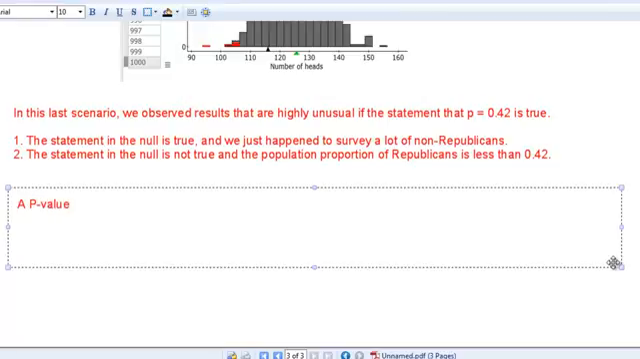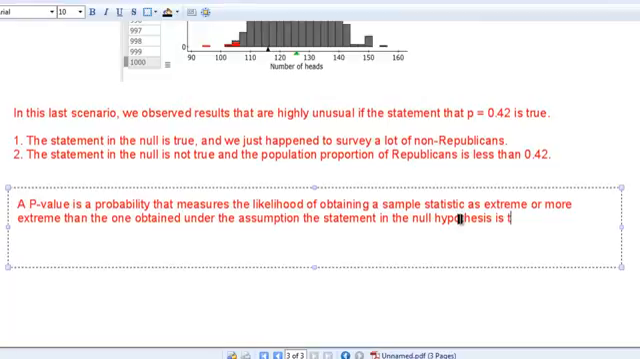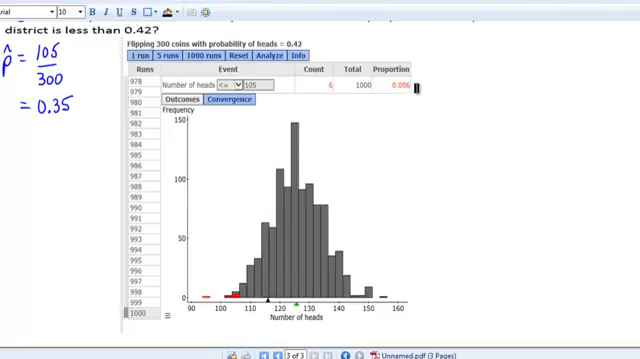A p-value is a probability that measures the likelihood of obtaining a sample statistic as extreme or more extreme than the one obtained, under the assumption the statement in the null hypothesis is true. Right? So here the p-value is 0.006.